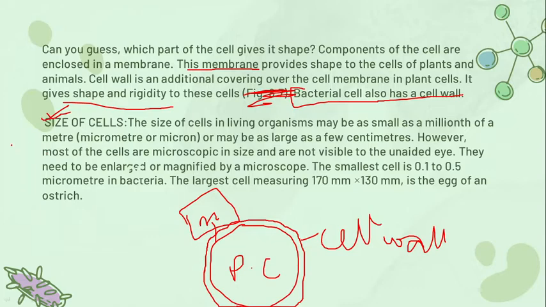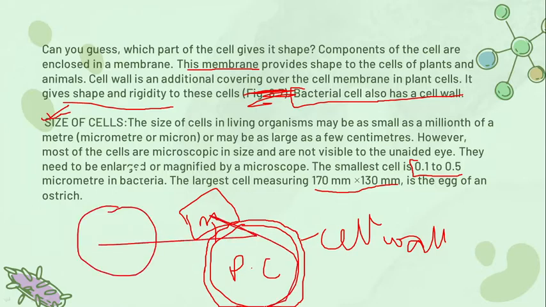There is an instrument, the microscope, as you all know. Cells need to be enlarged or magnified by a microscope. Remember, the smallest cell is 0.1 to 0.5 micrometer, found in bacteria. The largest cell, measuring 170 millimeters by 130 millimeters, is the egg of an ostrich. So the largest egg is the ostrich egg.